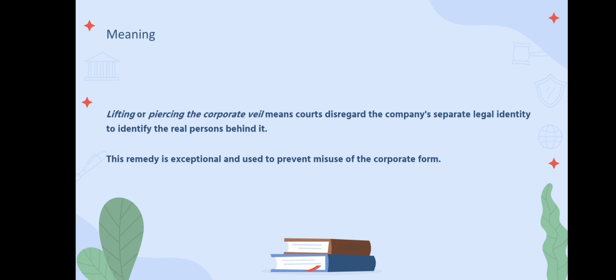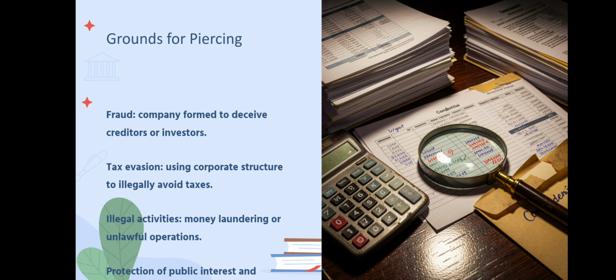The next topic is lifting or piercing the corporate veil. Courts may ignore the separate identity of a company to find the real persons behind wrongdoing. The following are the grounds of lifting. First one is fraud: a company formed to deceive creditors or investors. Then the second one is tax evasion: using corporate structure to illegally avoid taxes. Then the next one is illegal activities, money laundering or unlawful operations. Then another one is protection of public interest.